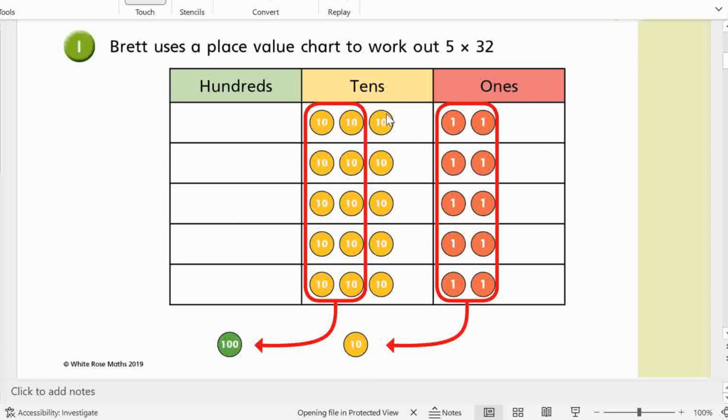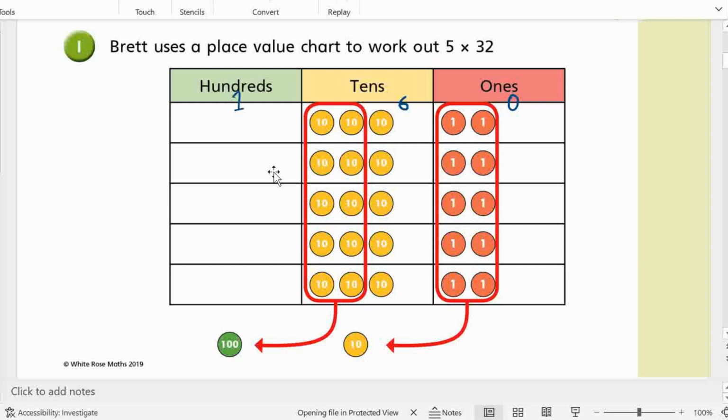This means we have, in this column, how many tens do we have? 1, 2, 3, 4, 5, 6. Okay, just 6. Yeah? Because these ones have been moved up. We've got 0 ones, because all of the ones have been moved up into the tens. And then here we've got 100. Okay, so our answer is 160.